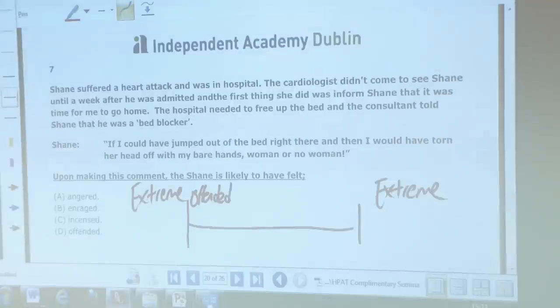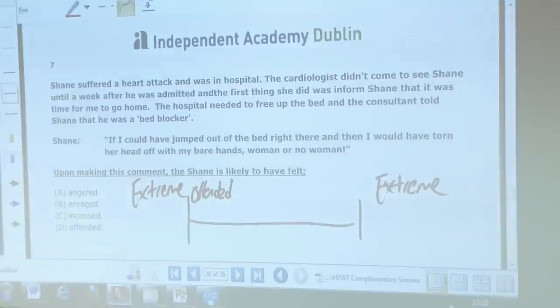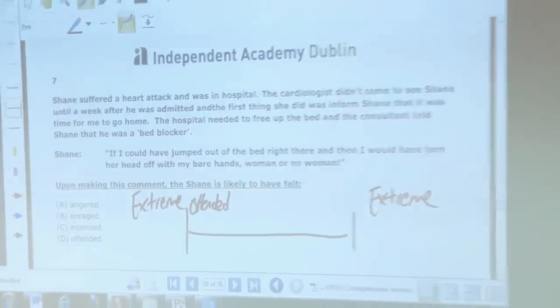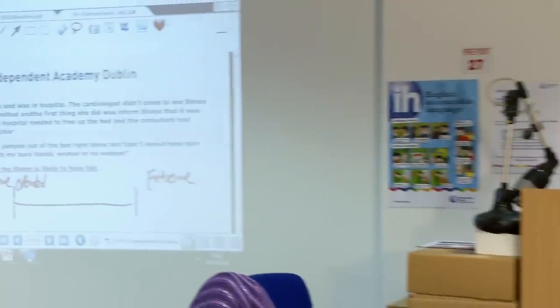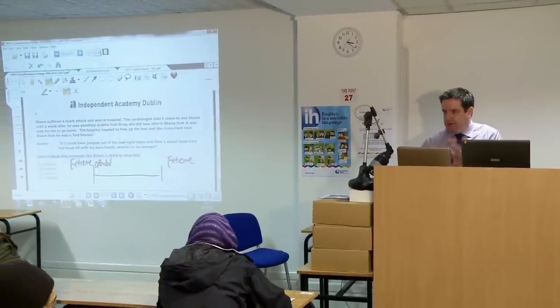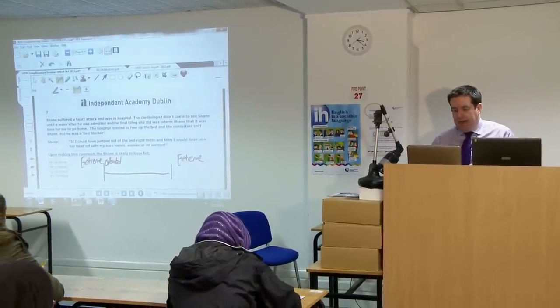Now you probably can do this in your head. You wouldn't necessarily need to do this in rough work. And just because an awful lot of you got this particular one right doesn't necessarily mean, you know, still 11 people didn't get it right. So there is room to improve for certain people. So you might say, look at offended, of the four that are there, it is the least extreme. It's the mildest actual reaction.